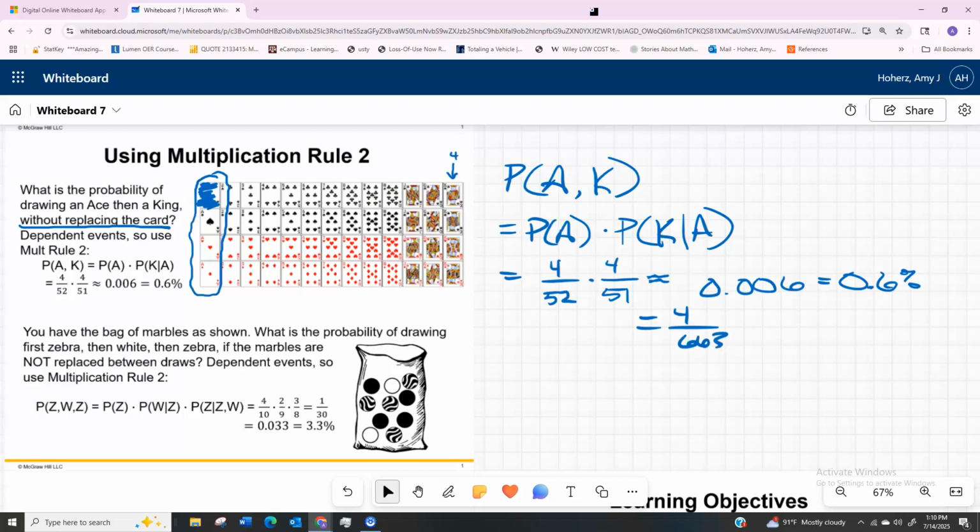All right, so one last example of multiplication rule 2. We're going to look at the bag of marbles that we had before. So we're going to do the exact same thing we did on the last one, but on this one, we're going to not replace. The marbles are not replaced between draws. So we're still going to do probability that we get a zebra stripe, then a white, then a zebra stripe, but in this case, it's not replaced. So first, we're going to look at what's the probability that we get a zebra stripe. So zebra stripe on the first draw is 4 out of the 10.